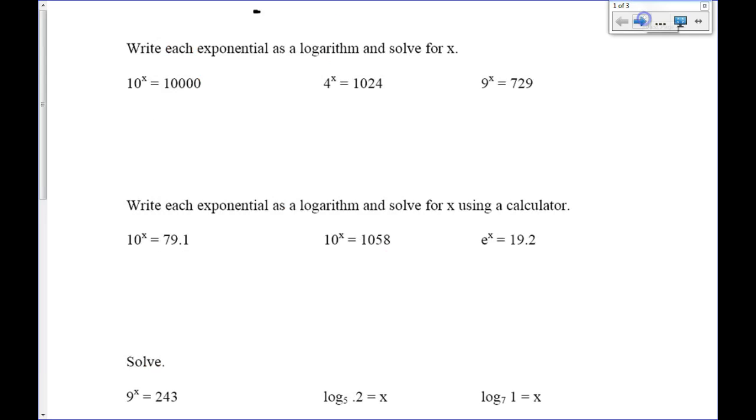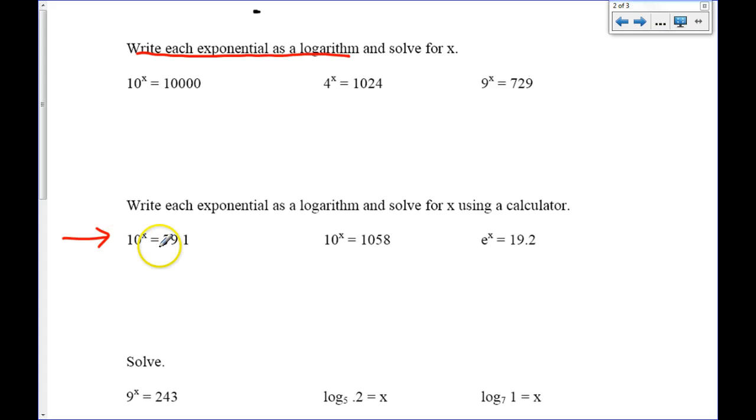So turn the page. We're going to go to the back side. You guys should be able to answer these questions just the same as what we did before. You need to write them first as a logarithm and then solve for x the same way that you did before. These three you can use your calculator. You actually have to use your calculator for.